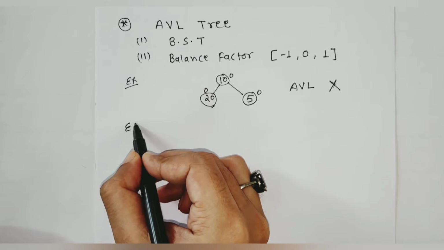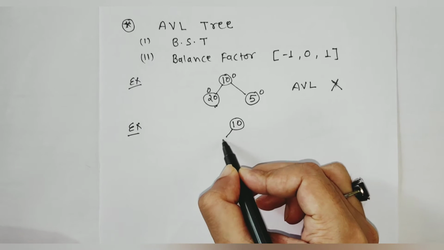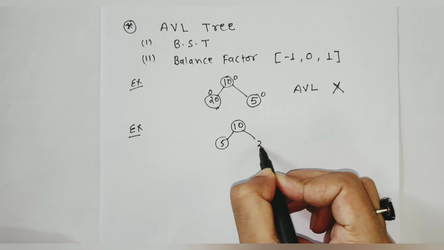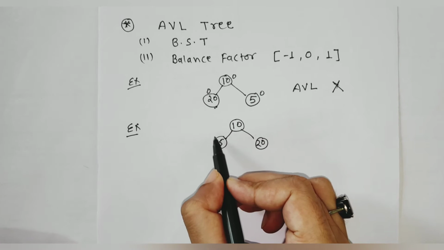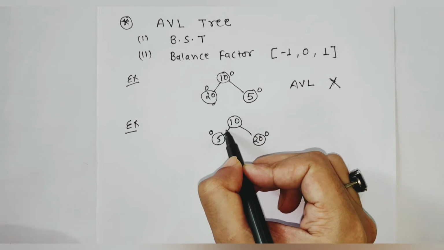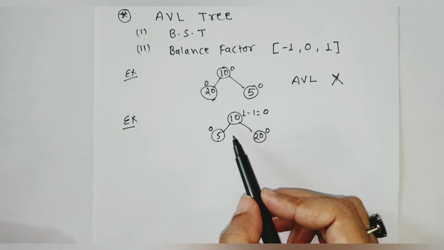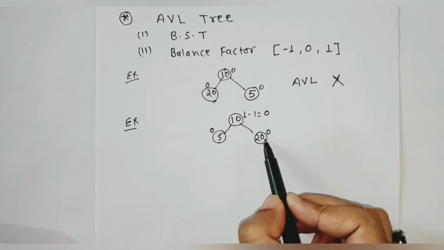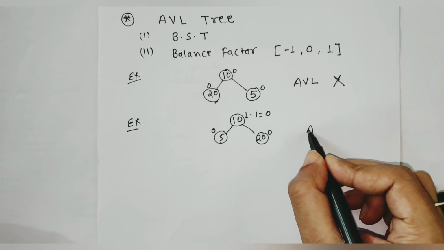Now let's see one more example. Suppose we have 10, 5 and 20. Now we need to check. For the leaf nodes, the balance factor is 0. And for 10, the balance factor is 1 minus 1, it is also 0. So the balance factor of each node is 0, 0, 0. So both of the properties are satisfied. So it is an AVL tree.